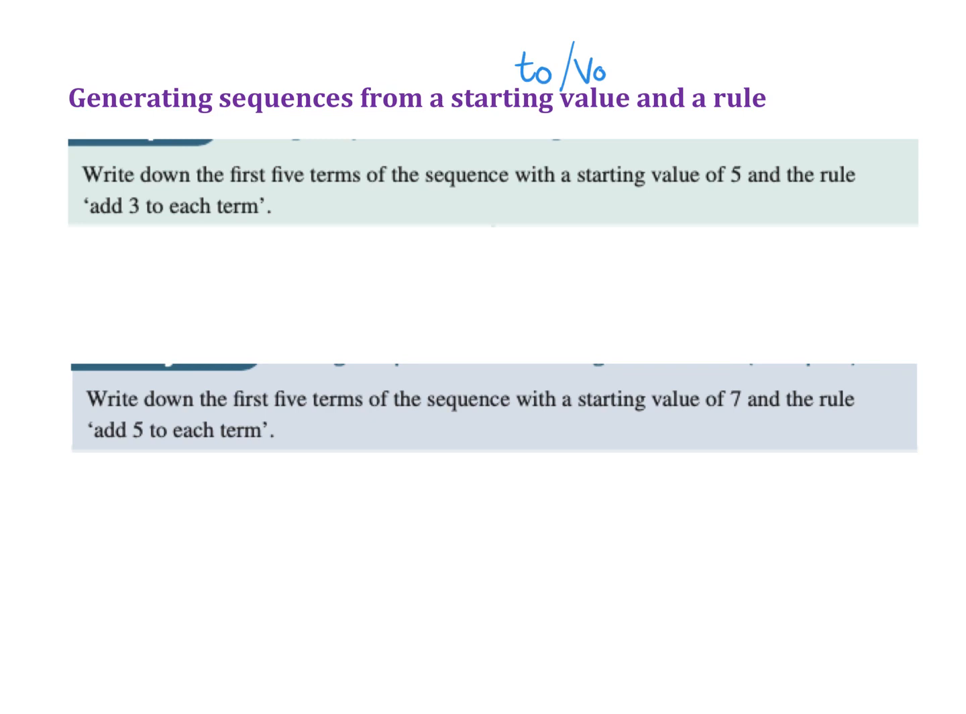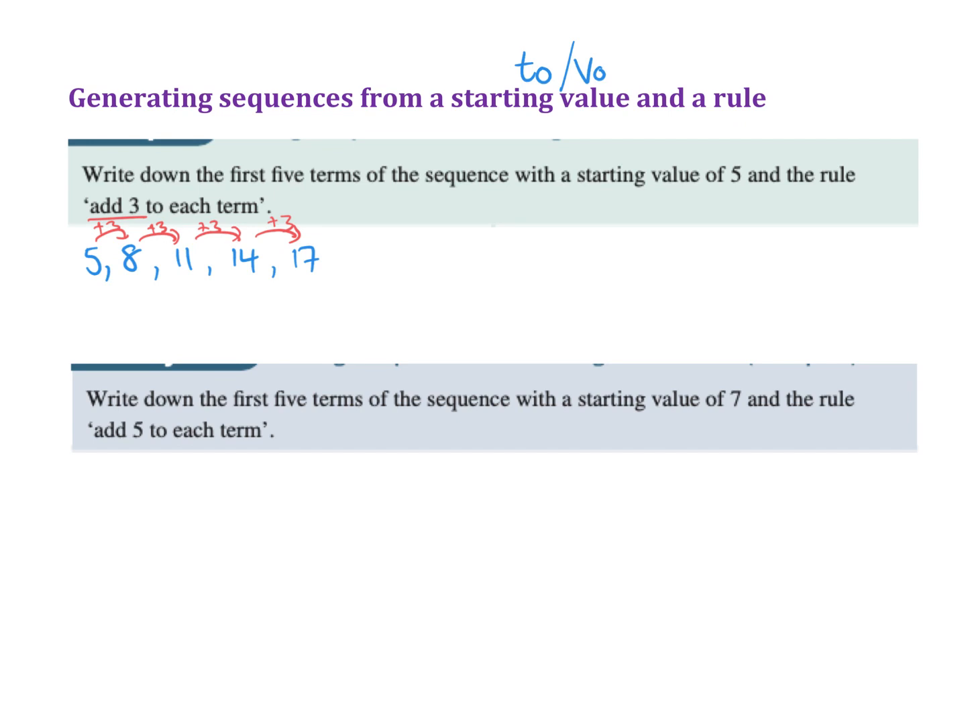So it says, write down the first 5 terms of a sequence with a starting value of 5, and the rule is add 3. So we start with 5, and we're going to write down the first 5 terms. So we've got 5 plus 3 would be 8, plus 3 is 11, plus 3 is 14, plus 3 is 17. So just maybe if you write, just put those arrows in there so you knew what we're talking about. We're adding 3. And we've got 5 terms in the sequence there.